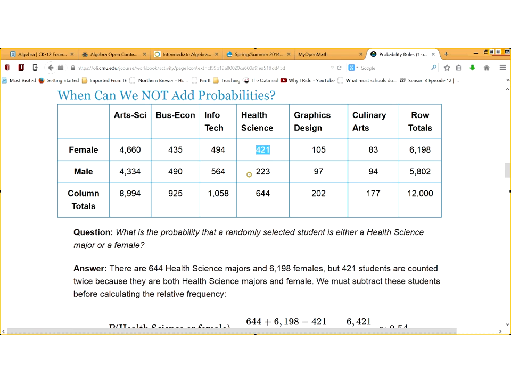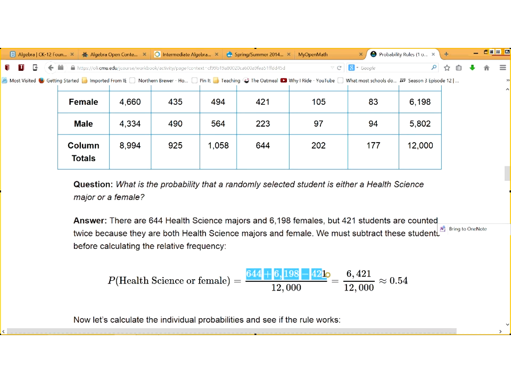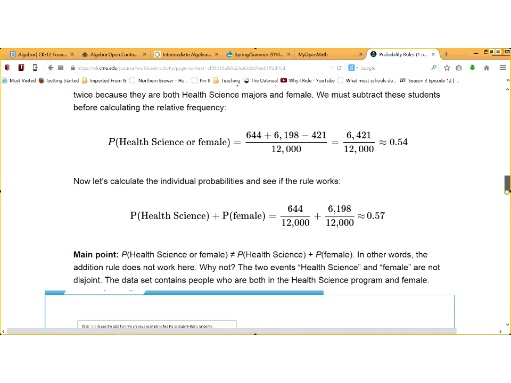So what we need to add to the addition rule, so to speak, is that if they overlap at all, you have to subtract off that overlap. We could add the 644 and the 6198, but then we'd have to subtract off the 421. So that's what they do down here. They add the 644, 6198, and subtract off the 421, and then they end up with that probability.